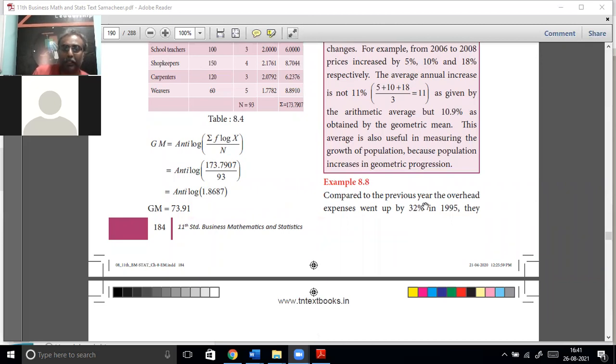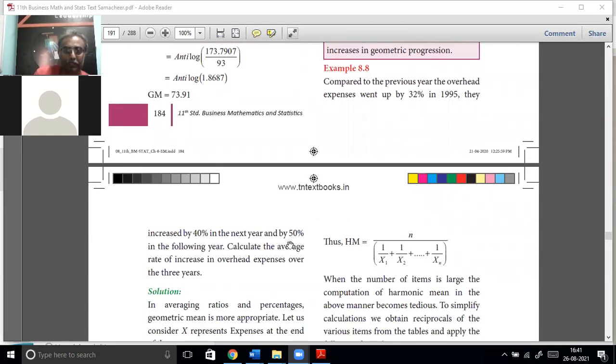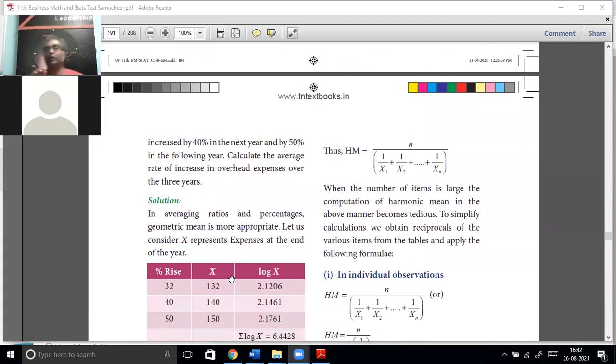See what is written. Compared to the previous year, the overhead expenses went up by 32% in 1995. So there is a change. Whenever there is a percentage change, immediately think of geometric mean. They increase by 40% next year, by 50% the following year. Calculate the average rate of increase in overhead expenses over the 3 years. The average here does not mean arithmetic mean. It means geometric mean. So you must be very thorough in your understanding of where to use arithmetic mean, geometric mean, and harmonic mean. Harmonic mean, let us forget now.